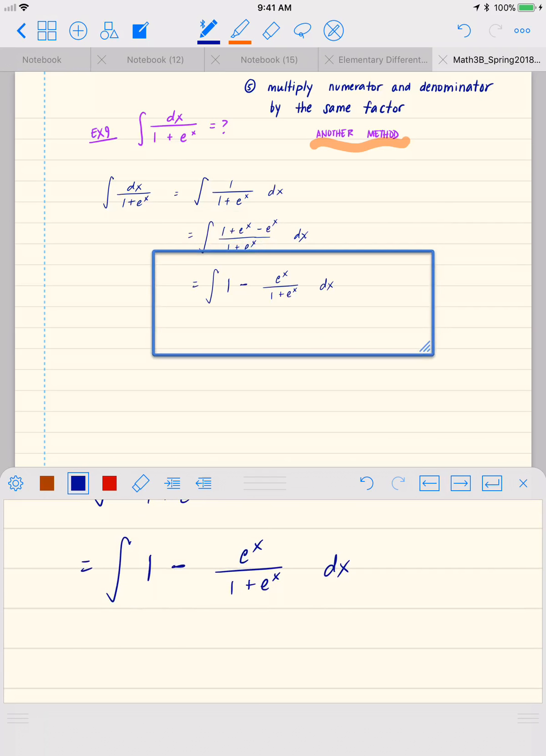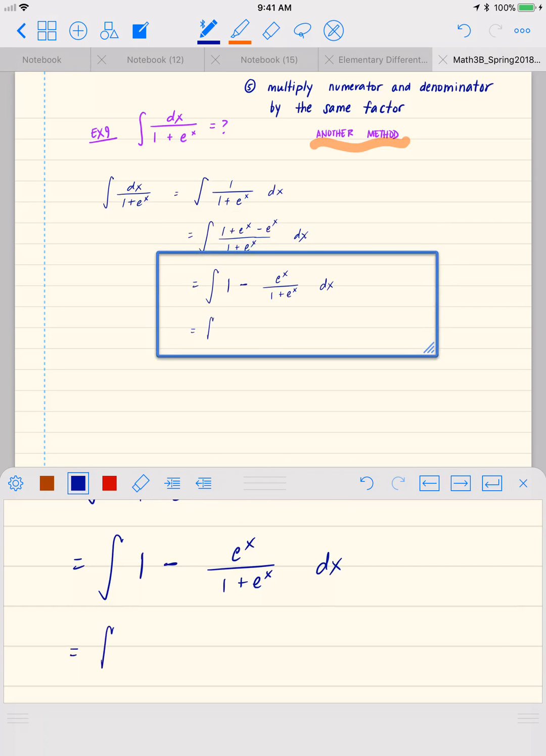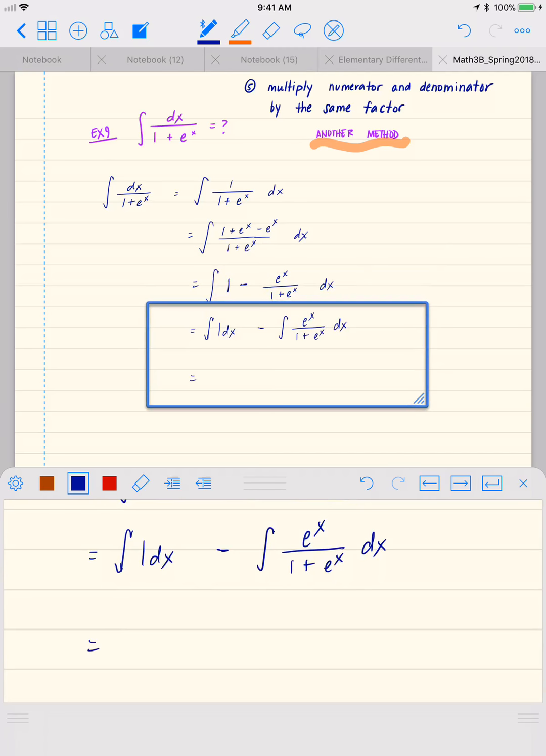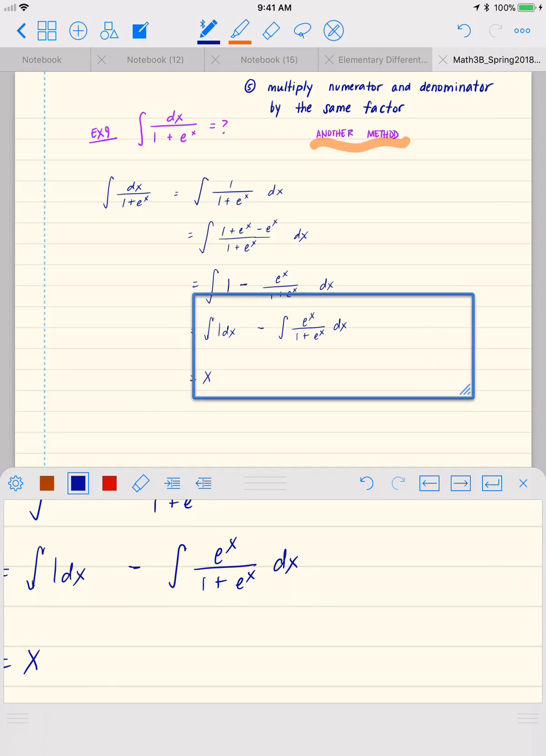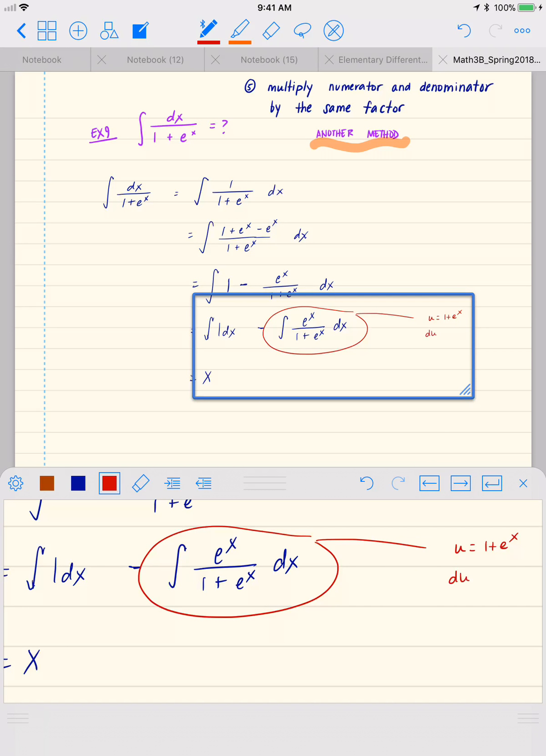Now this is wonderful because the integral of 1, that's easy. It should be easy, right? What's the integral of 1? The integral of 1 is just going to be x. And then for this last part here, I'm ready for a u-substitution. Let u equal 1 plus e to the x. du is going to be equal to e to the x dx.